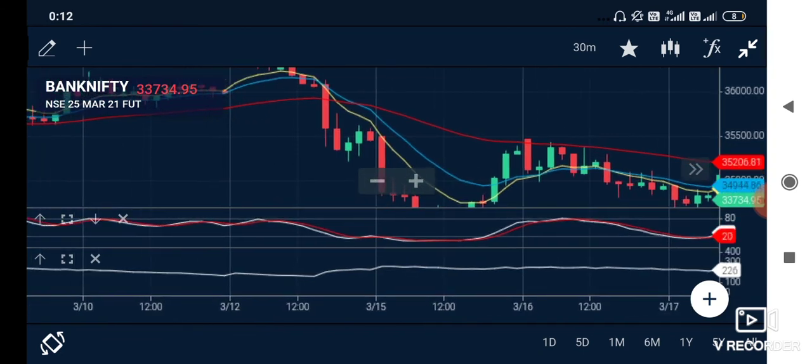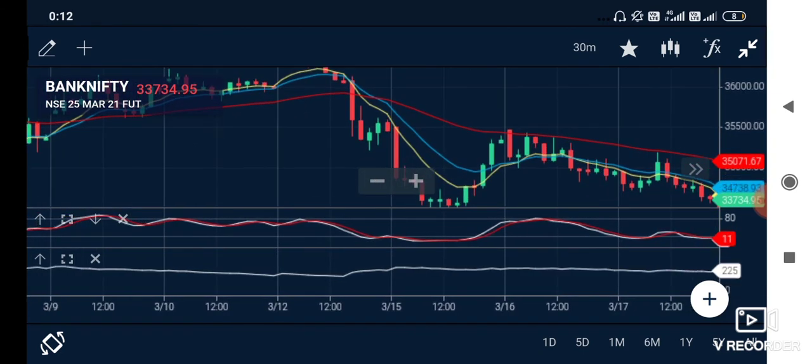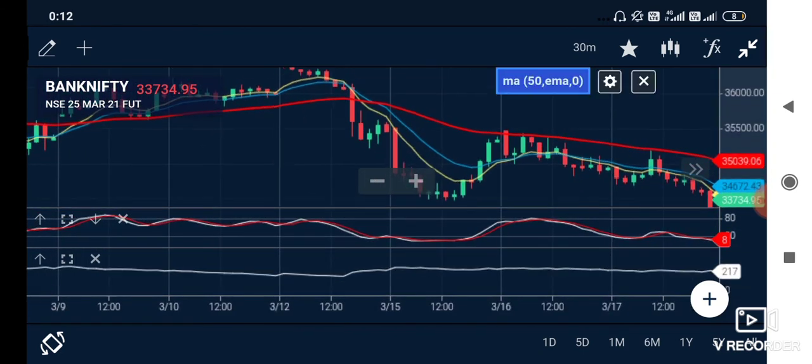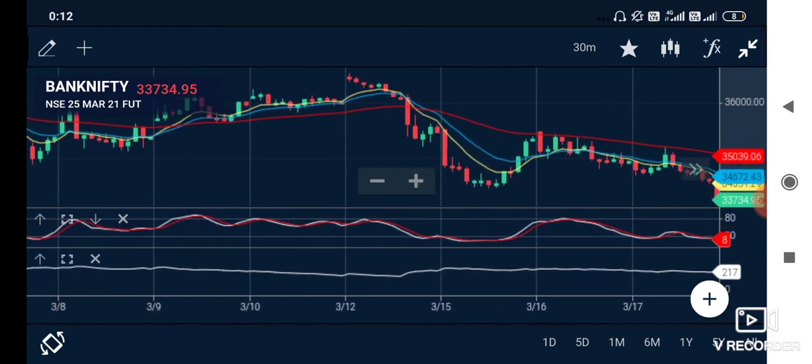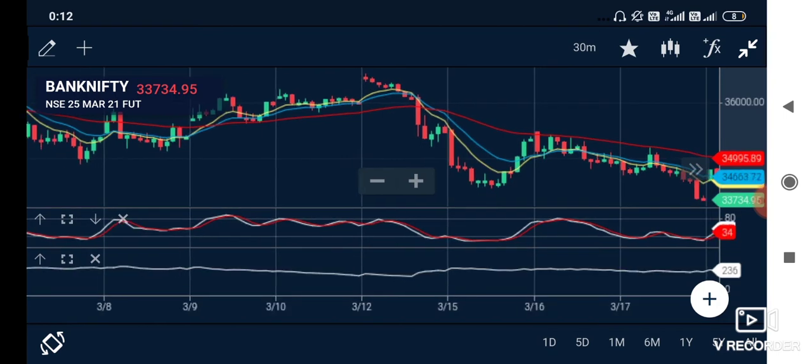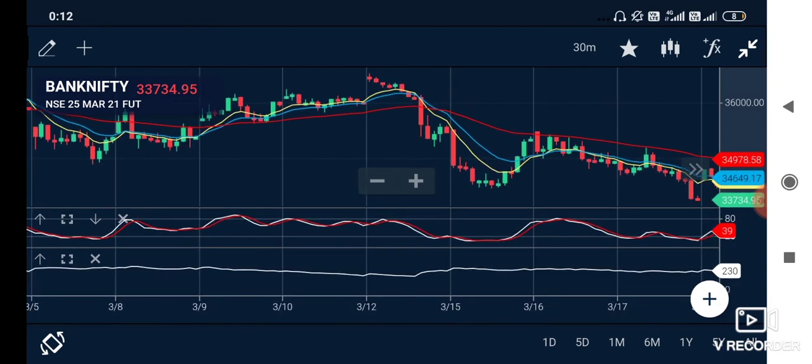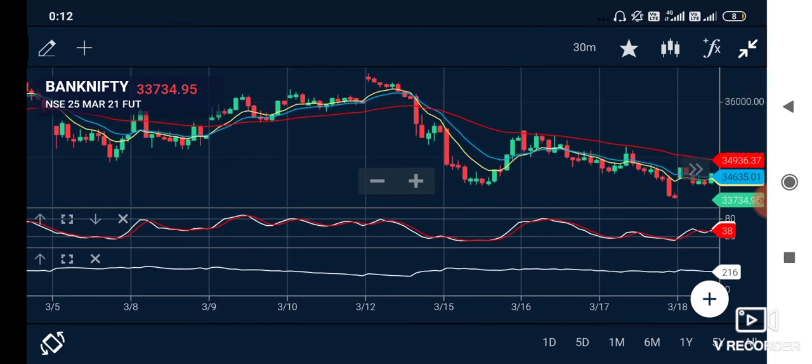Let's try to go a little behind and check if we see an example of a buy side trade. In buy side, it's exactly the opposite. You just go buy side once all the yellow is above the blue and the blue is above the red, and the white stochastic crosses the red line. That's the fast and the slow.